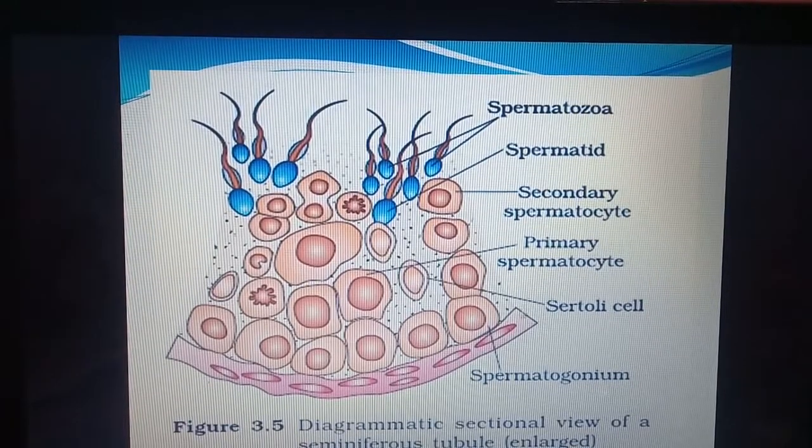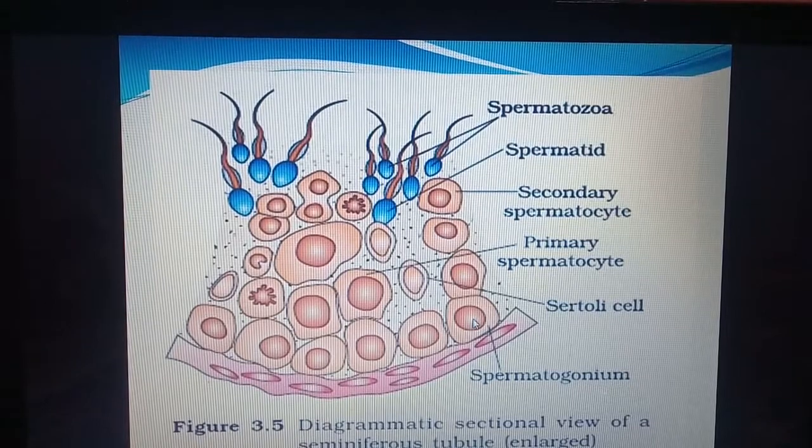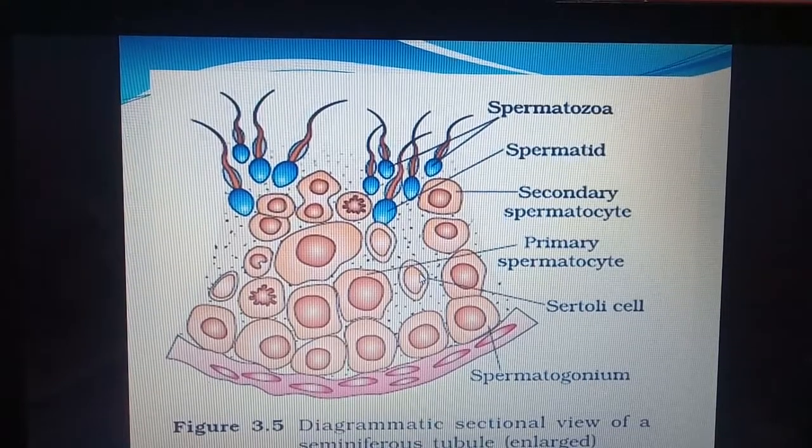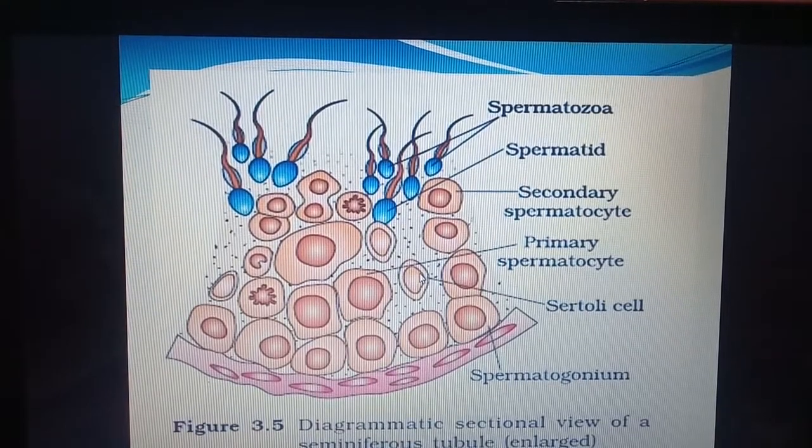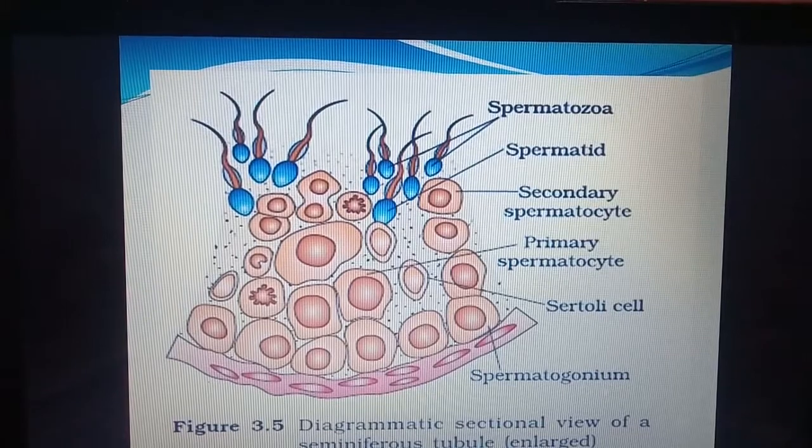So there is the spermatogonium or mother cell, which is found in the periphery, and the mature sperms are found in the center of the tubule. In addition, there are some cells which are called Sertoli cells, and they provide nutrition to the developing sperms.